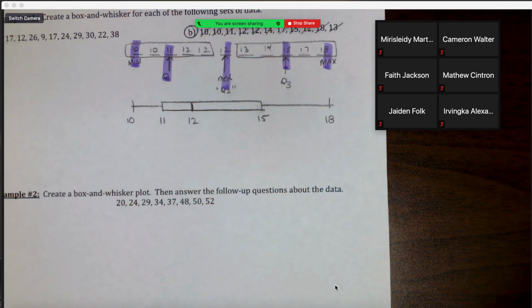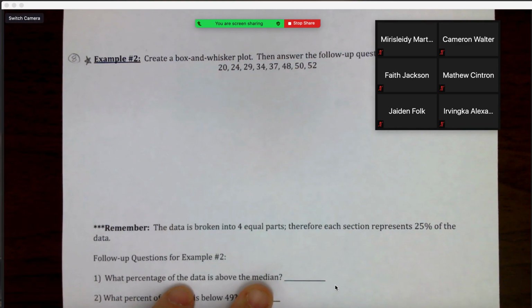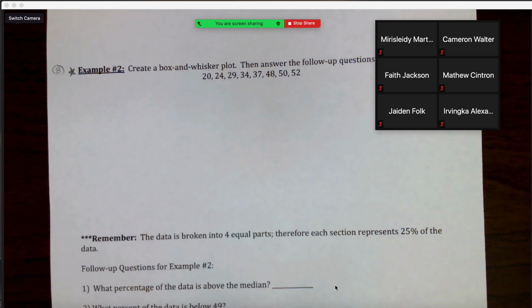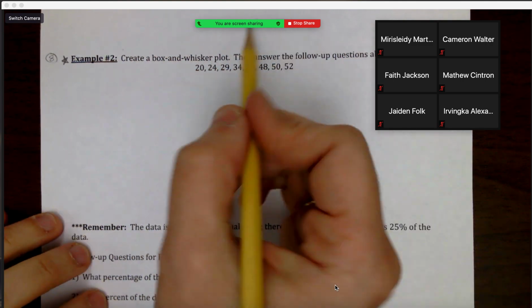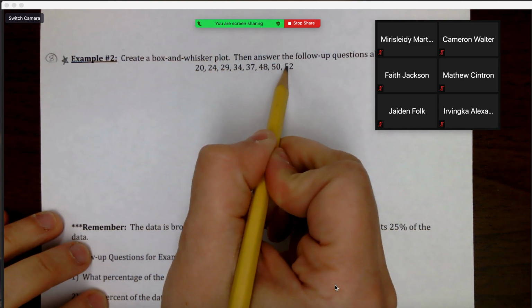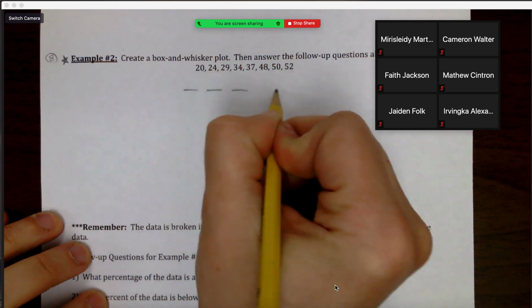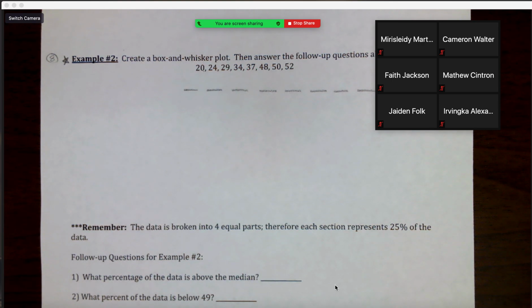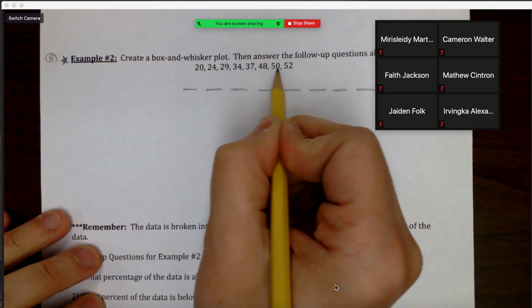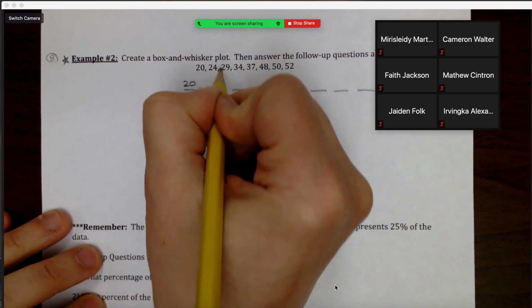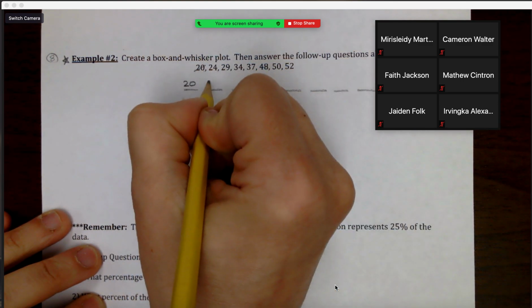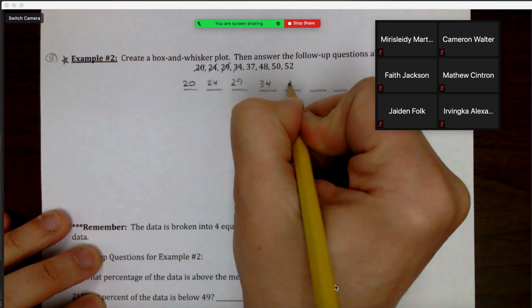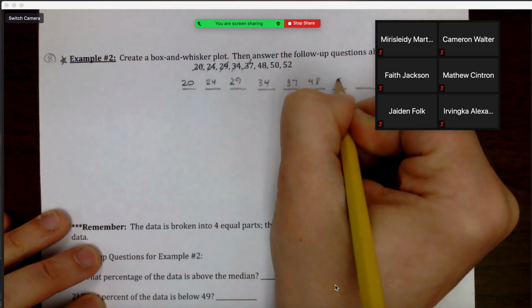Okay. For the next part, we're going to create a box and whisker plot, and then we're going to answer questions at the bottom related to that. All right, so same thing, 1, 2, 3, 4, 5, 6, 7, 8. My lowest number that I can see here, I believe, is 20. Then I have 24. It looks like these are already in order, but it's good practice just to make sure. 34, 37, 48, 50, and 52.